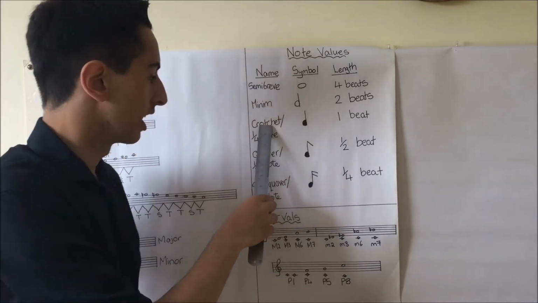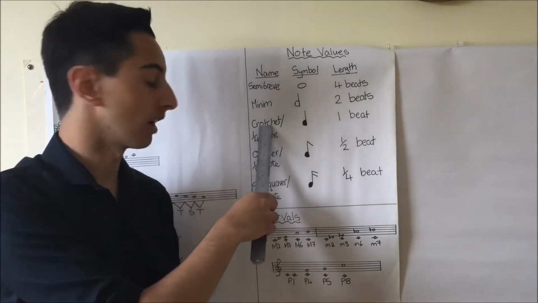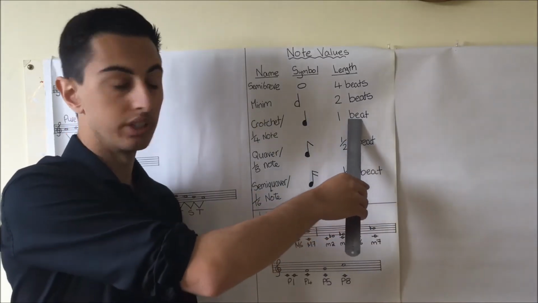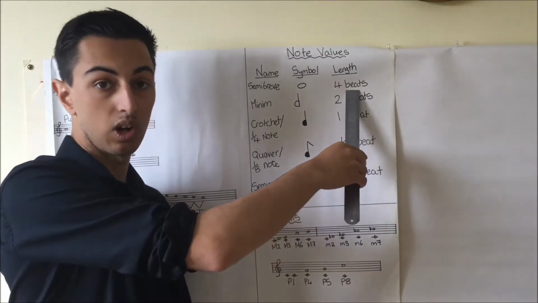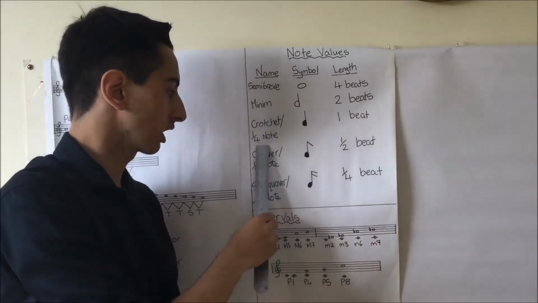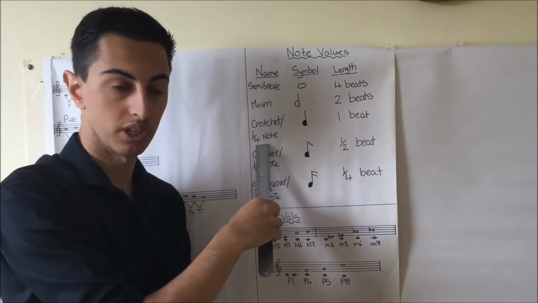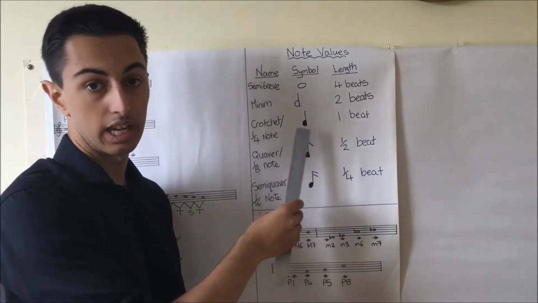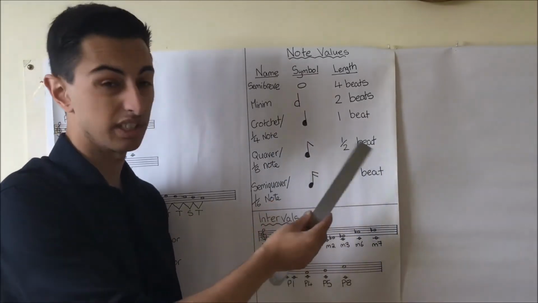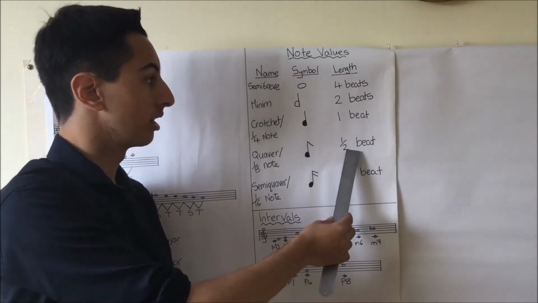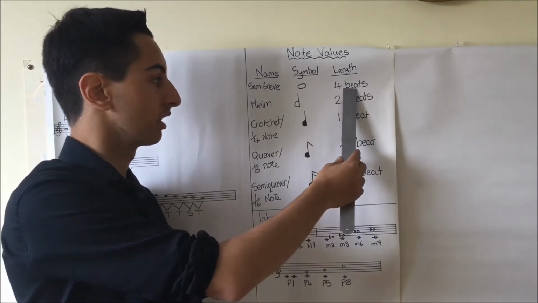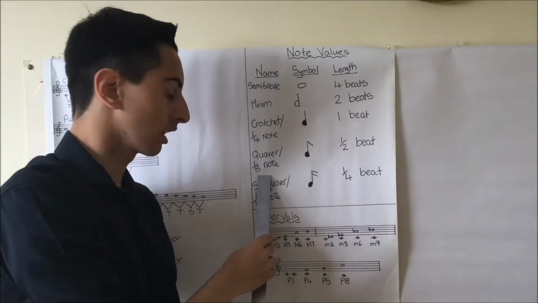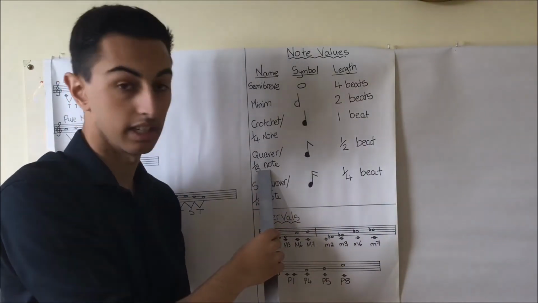The crotchet is probably the most common note found in music and lasts for a total of 1 beat, which is a quarter of the length of a whole note, and so the crotchet can also be called the quarter note. Quaver is half the length of a crotchet, lasting for half a beat, making it an eighth the value of a semibreve or whole note, meaning that a quaver can also be referred to as an eighth note.